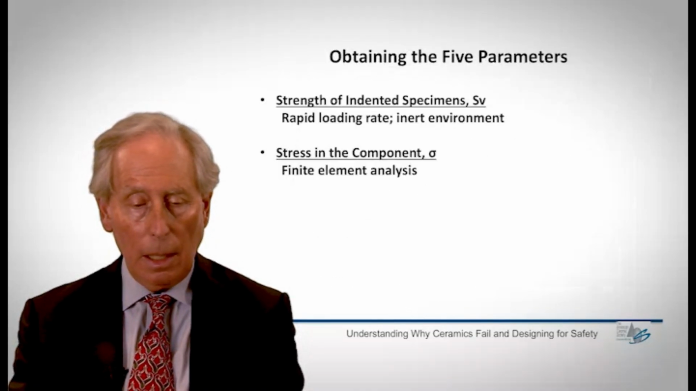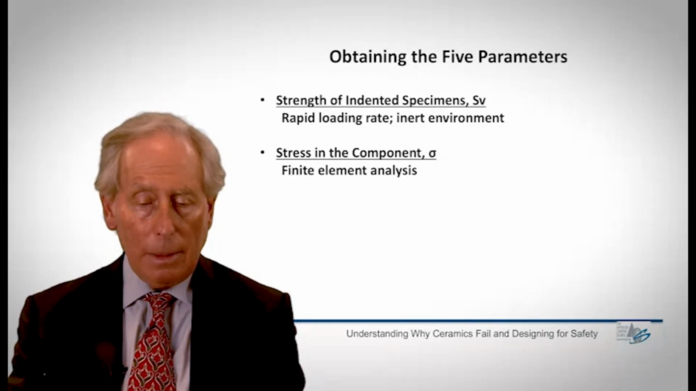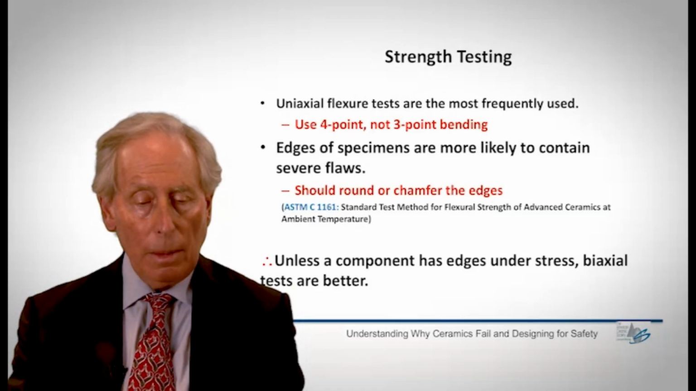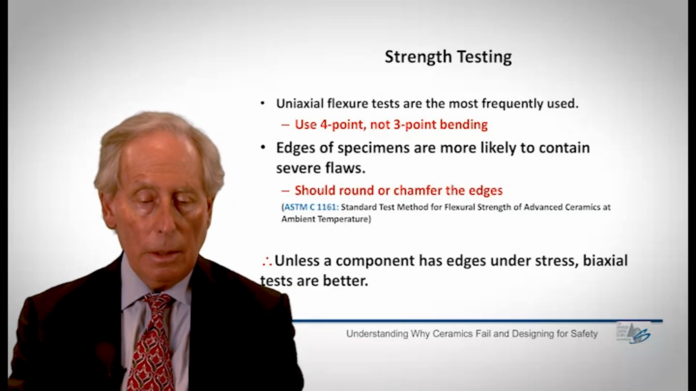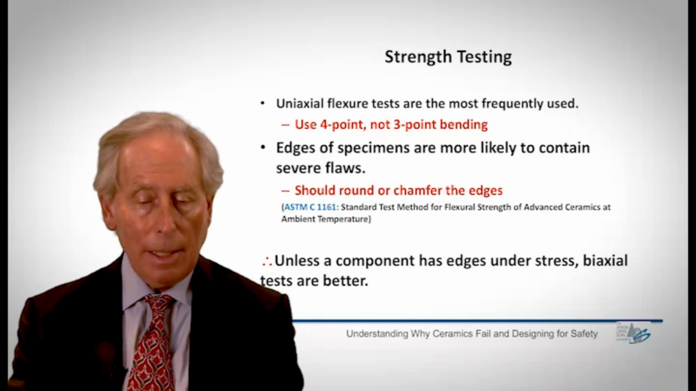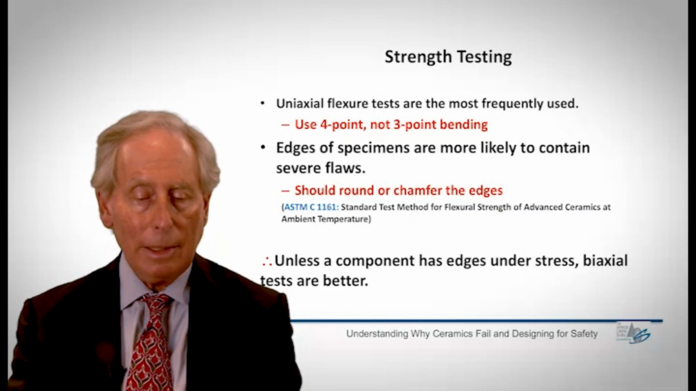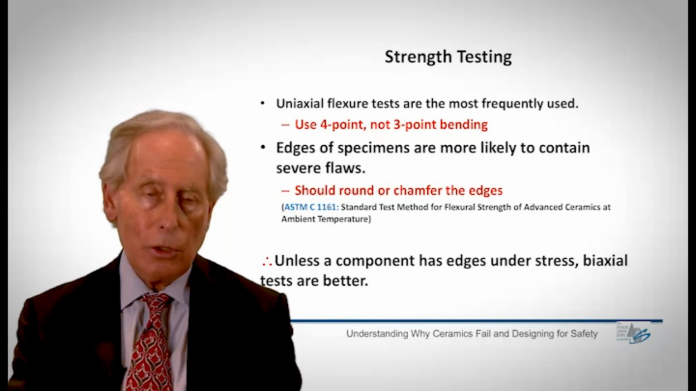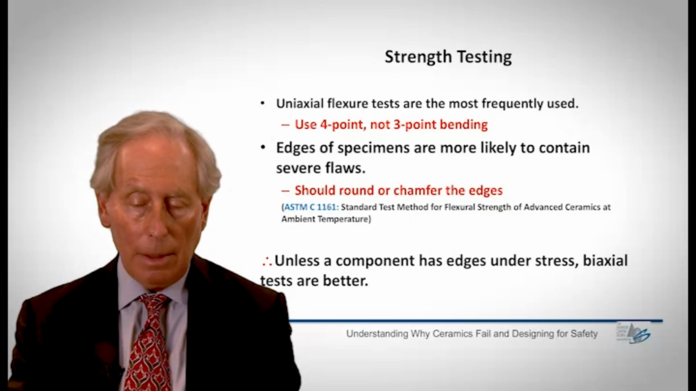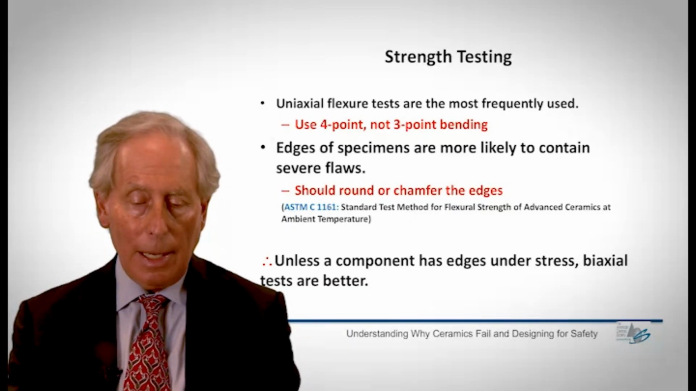And so we saw that the S sub v I have to get by an inert environment and rapid loading rate, and the stress in the component by finite element analysis. But in strength testing, just some hints, uniaxial tests are the most frequently used. If you're going to do that, use 4-point, not 3-point bending. And again, the edges of the specimen are most likely to contain severe flaws, so you need a rounded chamfer. So unless the component has edges under strain and I need to know what might happen to the edges, the biaxial tests are better.